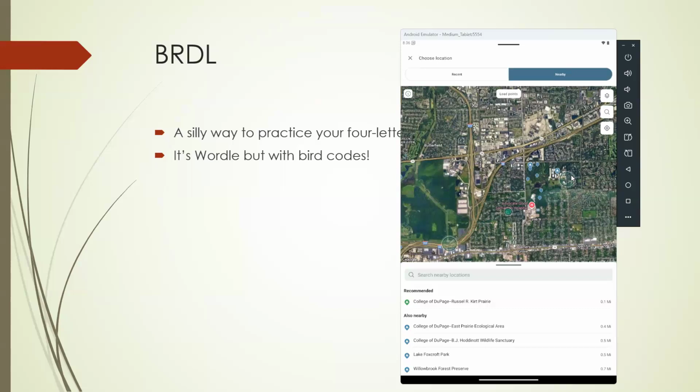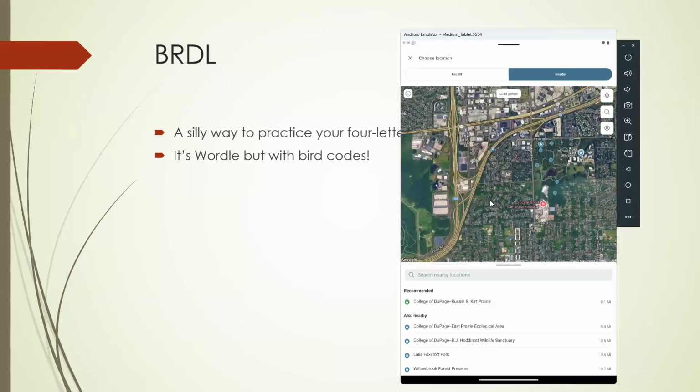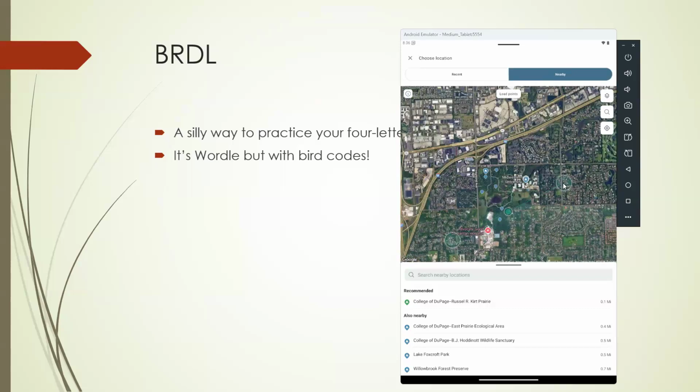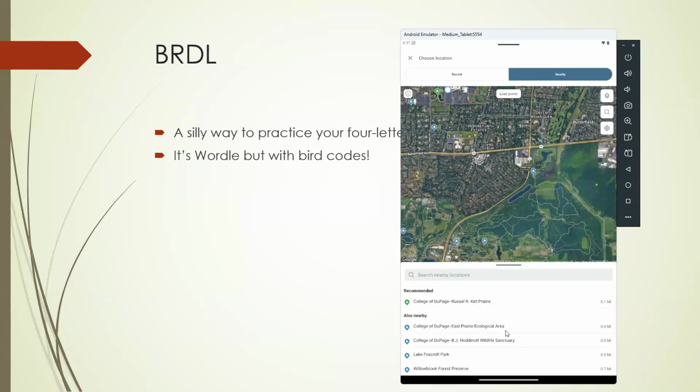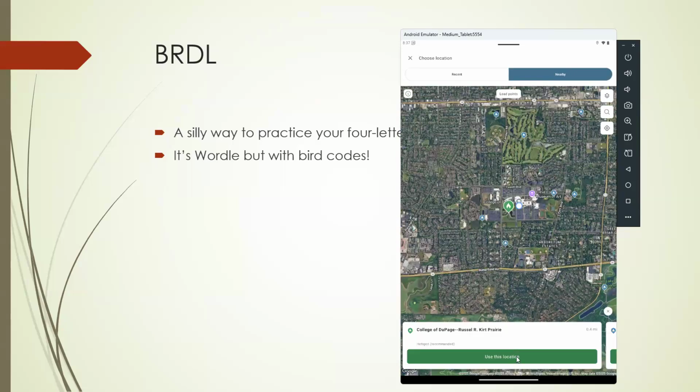So like if I slide over to Lyman, I have a bunch of personal hotspots out here for monitoring purposes for some volunteer work I do with forest preserves. Those are not publicly listed spots, but they show up in my list because I've used them before. So if I was close to one of those, it would recommend I pick one of those. So you can kind of pick your thing, but again, since we're close to it, this is the Russell R. Kirk Prairie. Use this location.